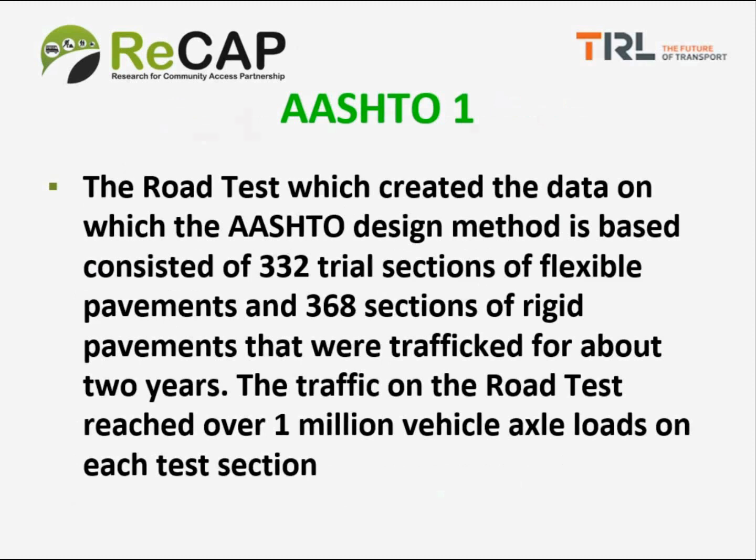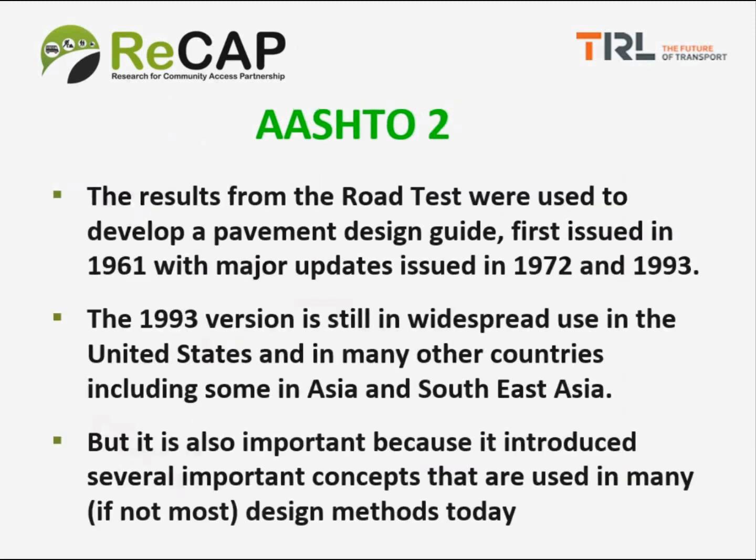The first method is the AASHTO method. It is based on a very famous road test which took place in the 1960s. A total of 332 trial sections of flexible road pavement were built in America, and these roads were trafficked for about 2 years. The traffic on the road test reached over 1 million vehicle axle loads on each test section. So you can see that it was a massive, massive test, and it led to development of a pavement design guide, which was first issued in 1961, but updated in 1972 and 1993.